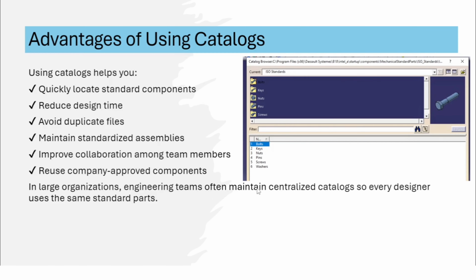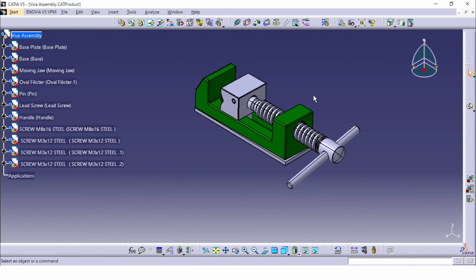Let's go to CATIA. Here we have our vice assembly open. Now we want to insert an existing component. Instead of selecting a file from Explorer, we can choose the catalog browser. So where can we find the catalog browser first.